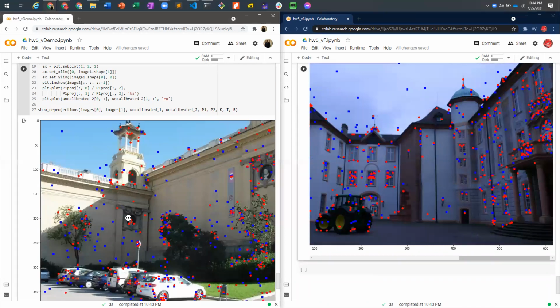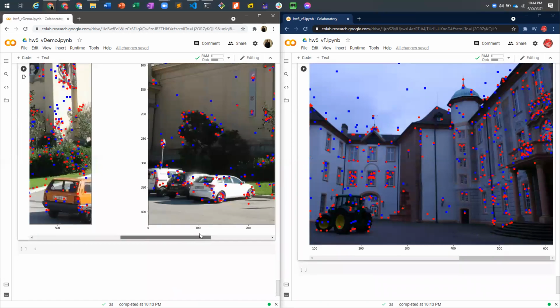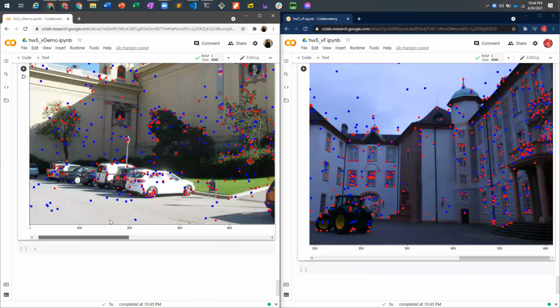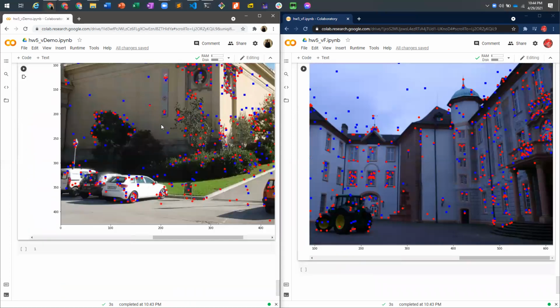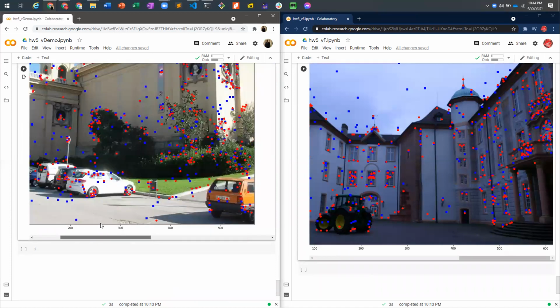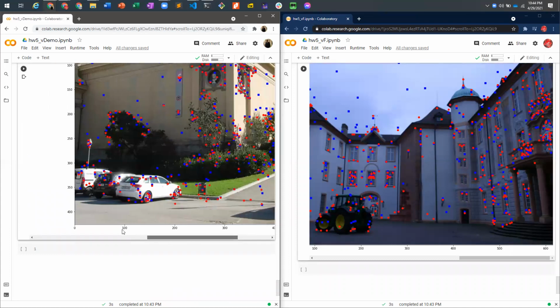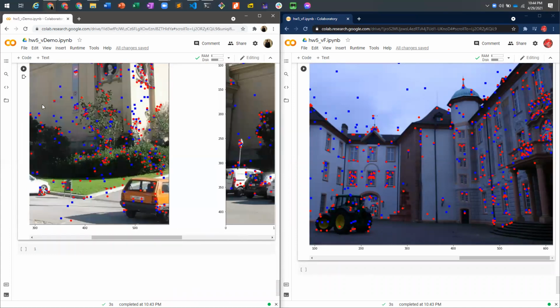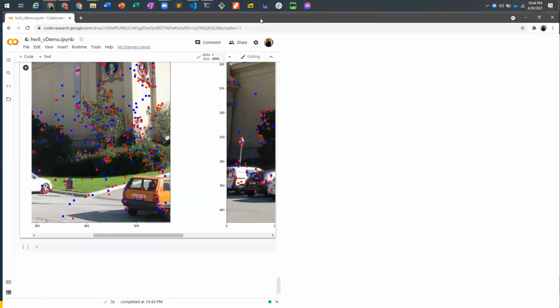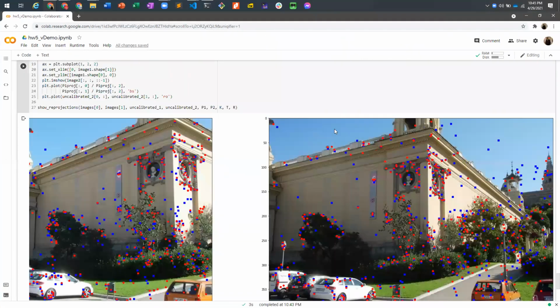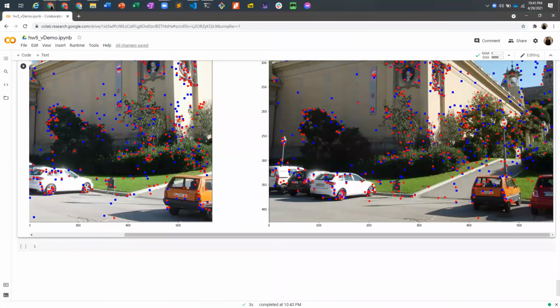On the demo image, it's a bit tougher to find matches for this dead zone over here, which corresponds to these points related to the tree and things, so this part of the image is kind of lost. It performs a little bit less accurately, but still overall pretty good. Awesome. Thank you.